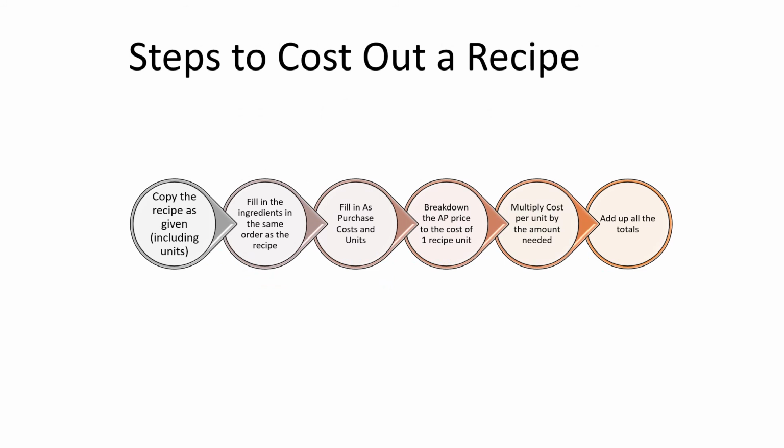First, you're going to copy the recipe as given. Always make sure you include units, because that way you know exactly what unit you are going to. Okay? Fill in the ingredients in the same order, that way you don't miss anything. Fill in your as purchased cost. Break down the as purchased price to the cost of 1 recipe unit. So make those units match. And then multiply the cost per unit by the amount needed. And then total all of your ingredient costs. So that's kind of a quick 35-second introduction. Let's break it out a little bit more.